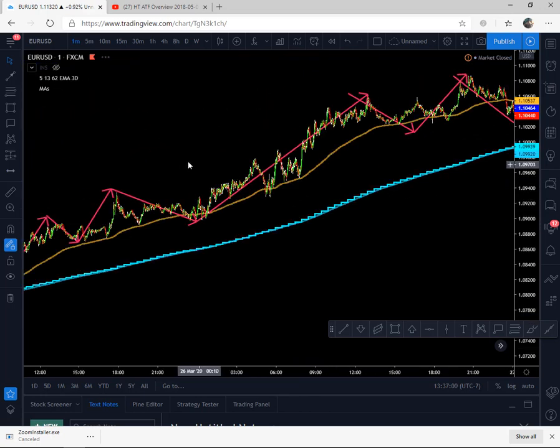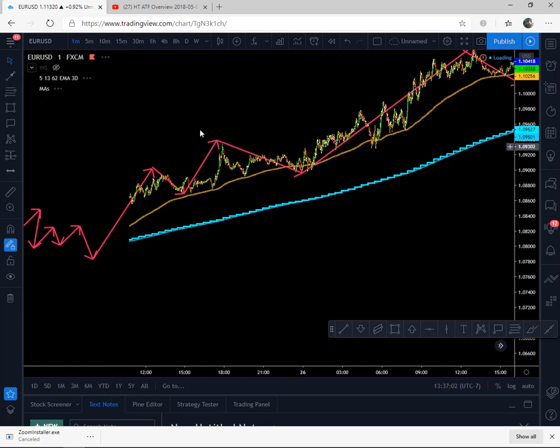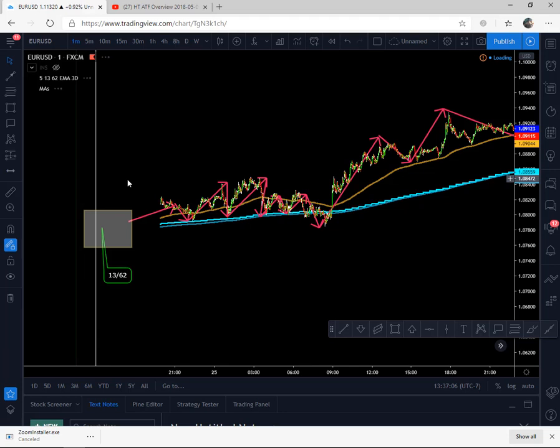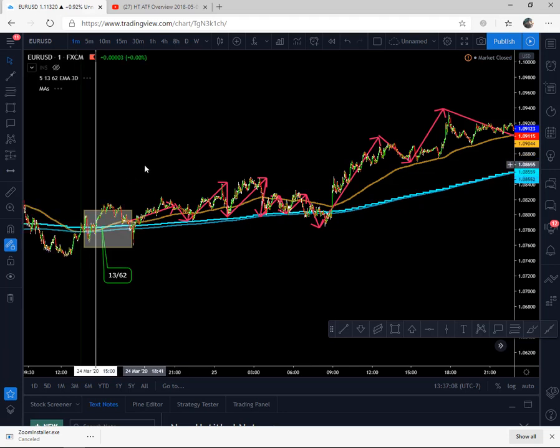Potentially, you may want to use the 1 minute for precision entries. Although I don't use the 1 minute or the 10 minute. I will use the 5 minute and the 15 minute for my entries.